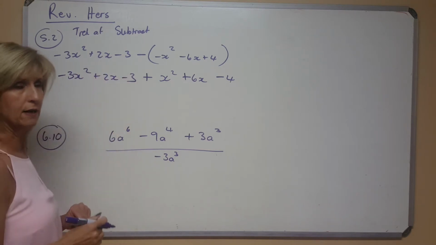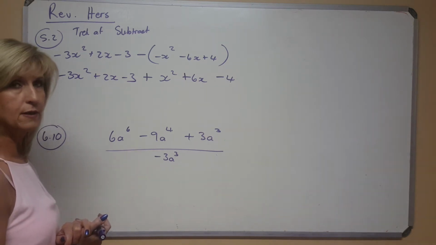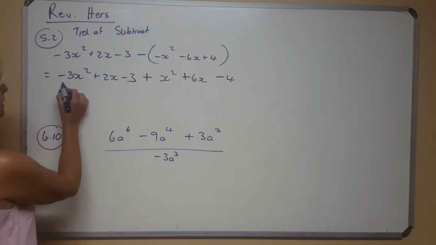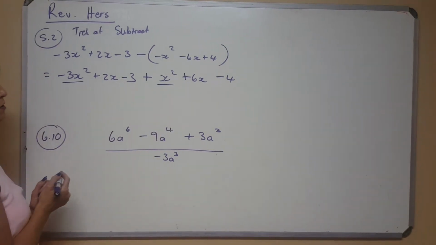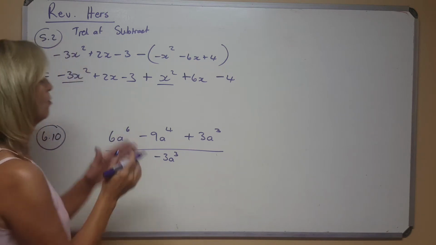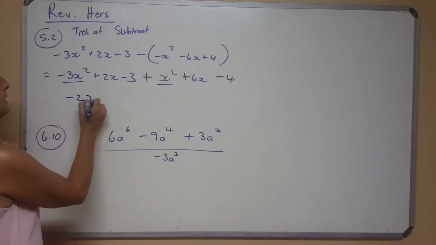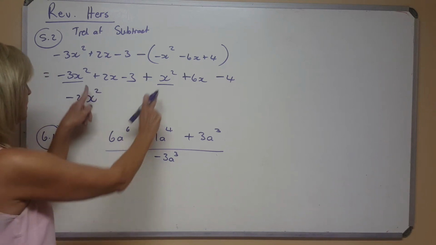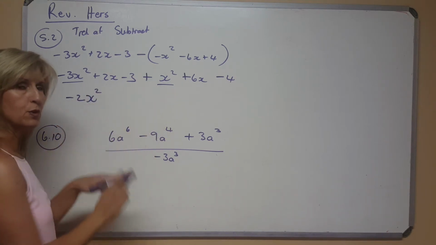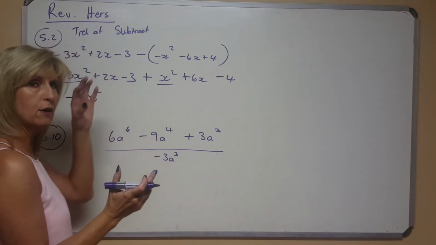Jy moet alles oorskryf. Nou kan ons optel, ja, daar's gelyksoortige terme, so maak the like terms. Die gelyksoortige terme is, daai met die x-kwadrate. Hoe tel jy terme bymekaar? Jy tel die koëffisiënte op. Only the coefficients, minus 3 and 1 is minus 2. It stays x squared. Don't start adding exponents. When you add like terms, the variable stays. You only add the coefficients.